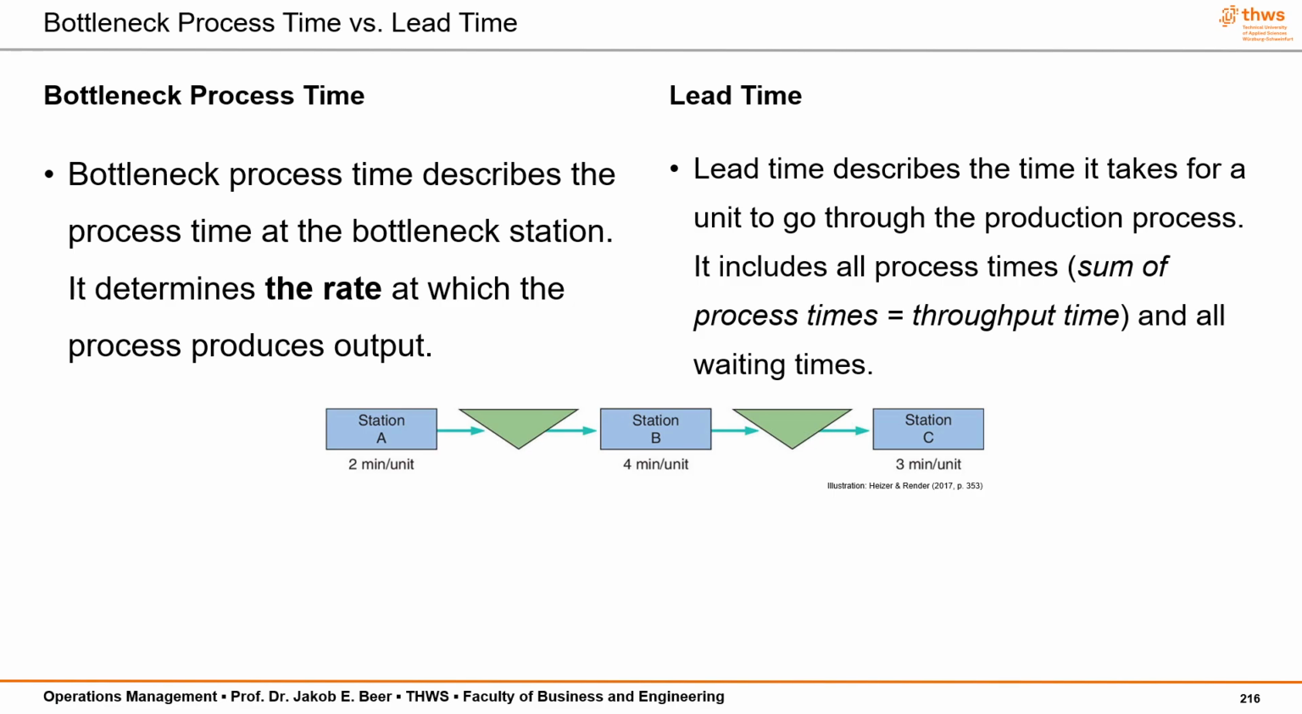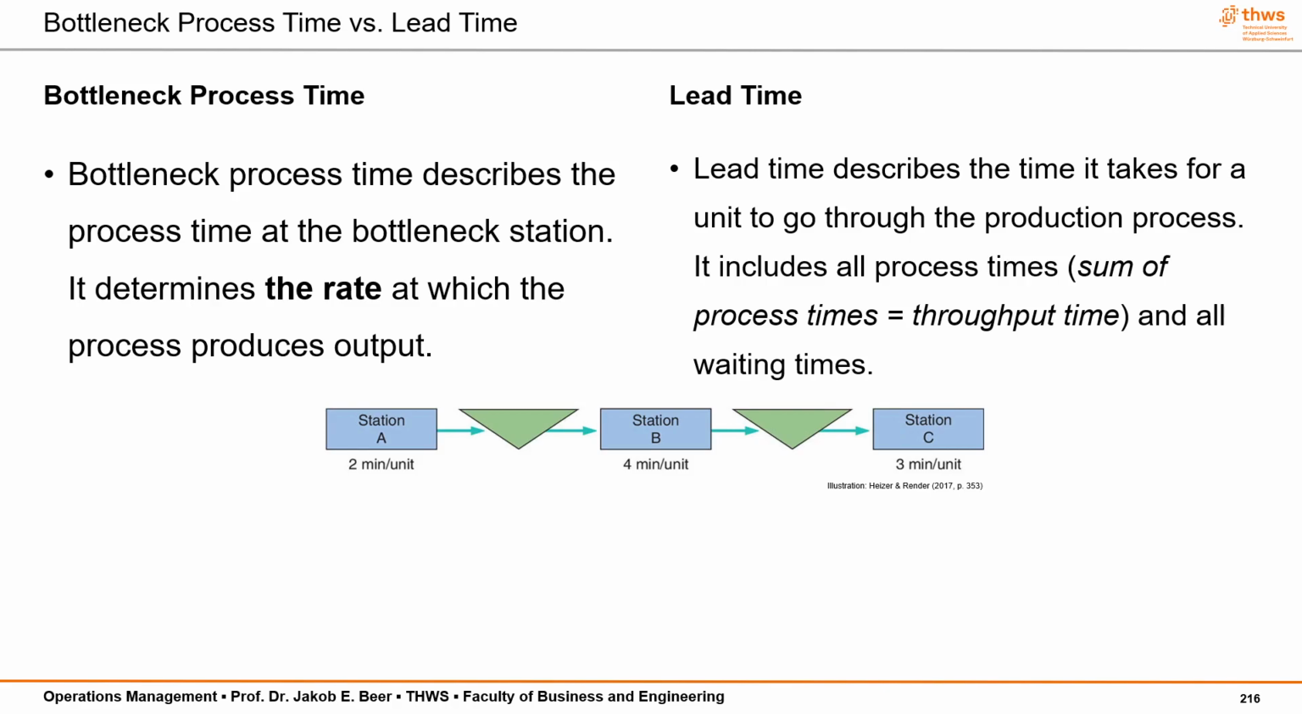Now I've asked you, and I've answered the question myself because I'm on video and you're not there, what is the station that limits the throughput in this process? And I have concluded it's station B, because station B takes the longest. It takes 4 minutes per unit. And so the inverse of the process time is capacity, and capacity in this case would be 15 units per hour, which is the lowest capacity among the 3 resources that we have available here.